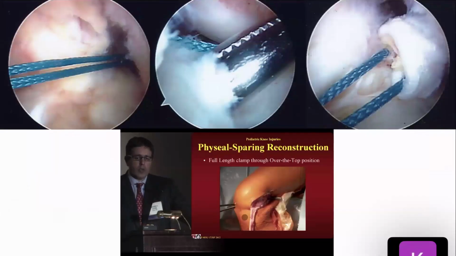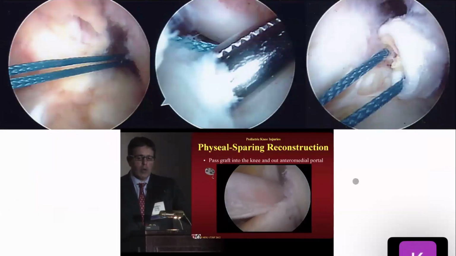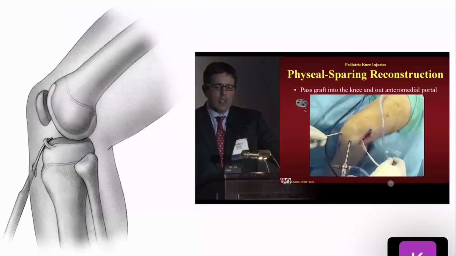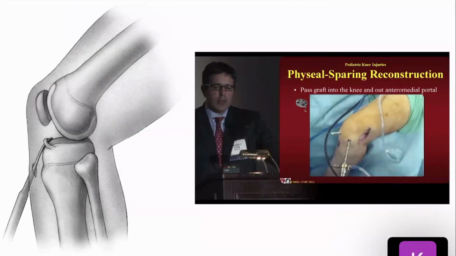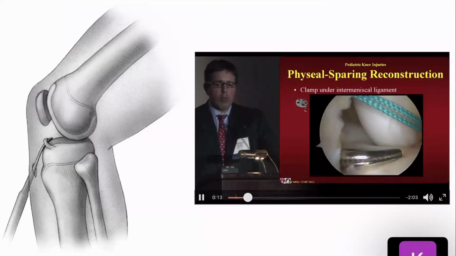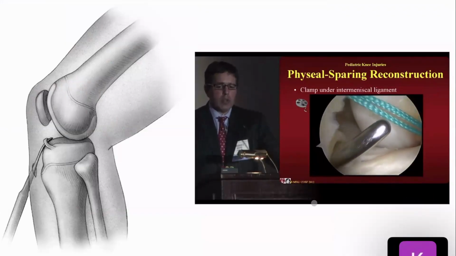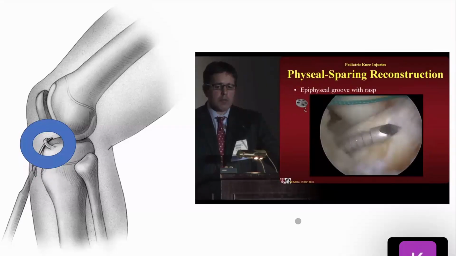And so the images here show the IT band being passed into the joint, into the intercondylar notch, and then passed below the intermeniscal ligament. And then a trough is placed under the intermeniscal ligament to allow for a more anatomic graft placement. You try to do this without causing harm to the physis, so obviously you don't want to go too deep with that trough.